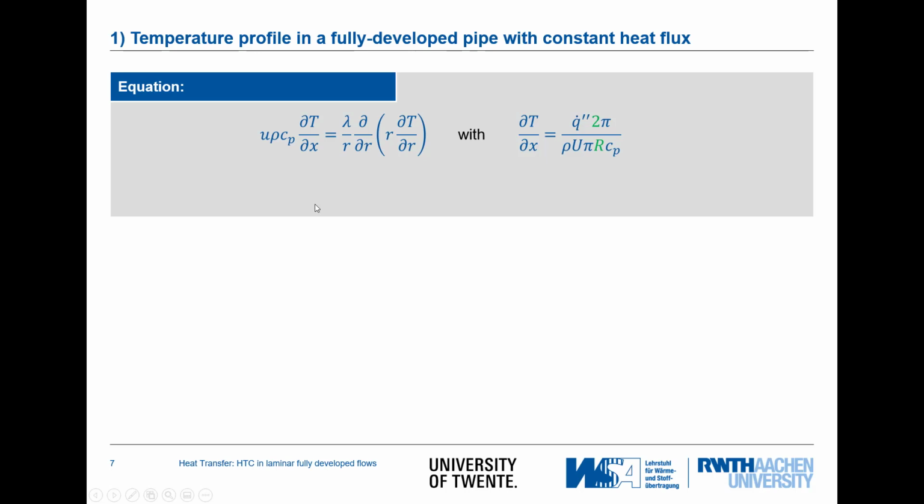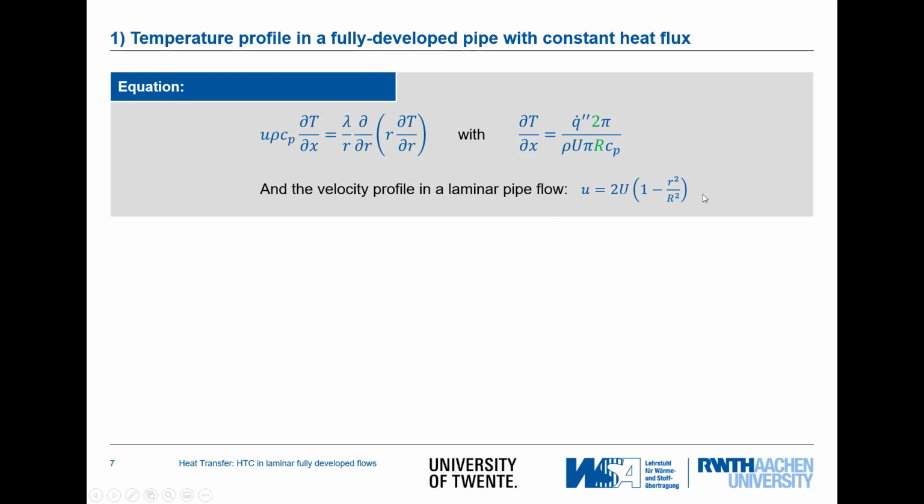If we want to solve this equation, we have to include the knowledge that the temperature in x direction is increasing linearly depending on the heat flux that we provide, and we can directly plug this into the equation. And we also know the velocity profile of a laminar pipe flow.